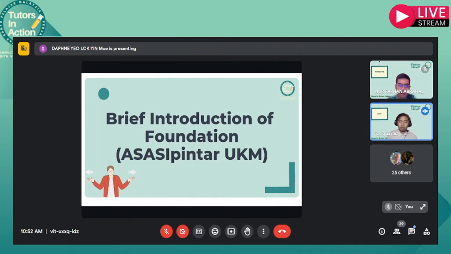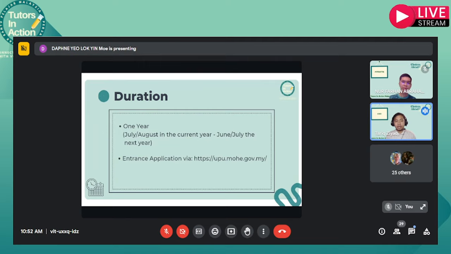So moving on. In terms of duration, Asasi Pintar UKM is 1 year. You would have your intakes in July or August of the current year, and the program would end in June or July the following year. And the entrance application is via the UPU website.